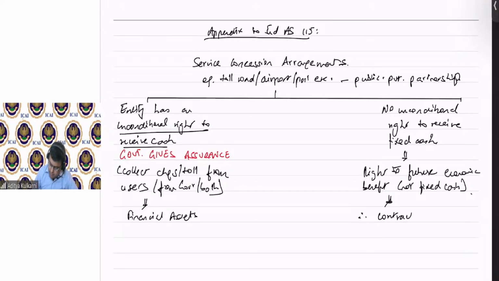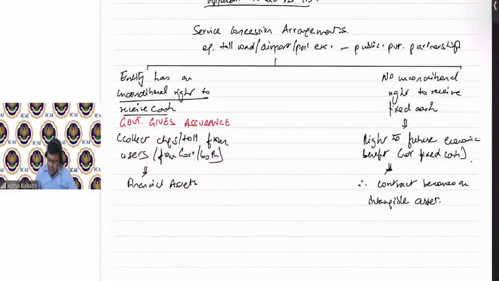And therefore the contract becomes an intangible asset. Kaise? First one, lacks physical substance. Sir, which intangible asset are you talking about? Your right. L&T's right to collect toll revenue is a contract that lacks physical substance, number one.